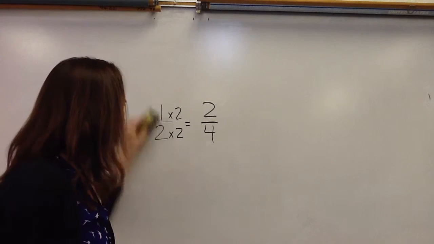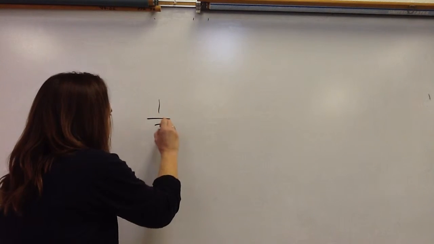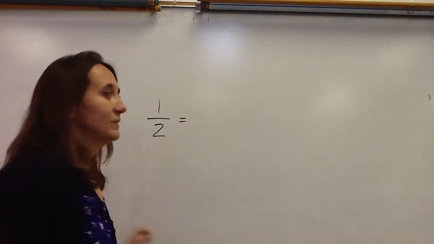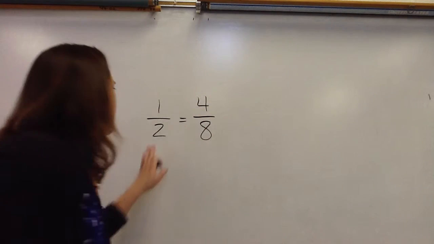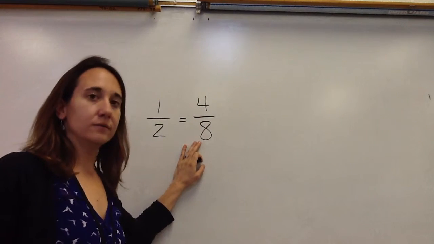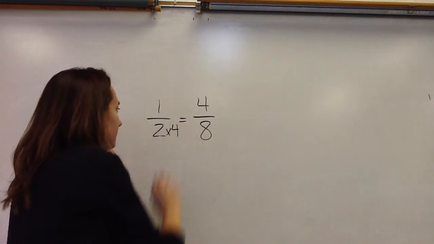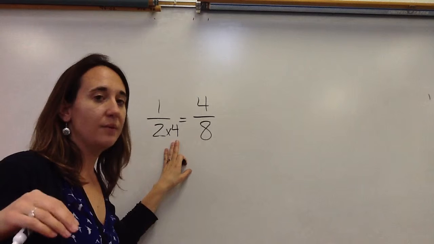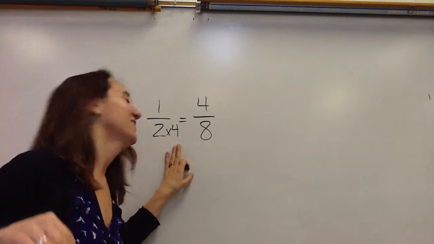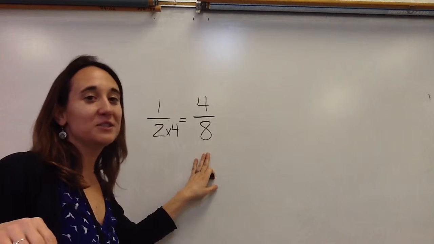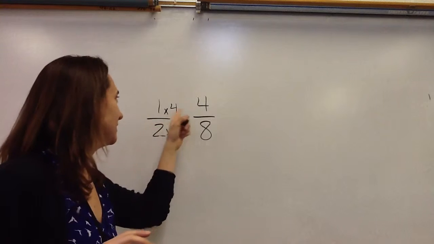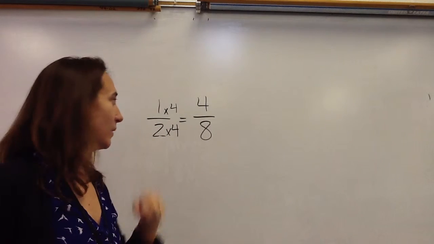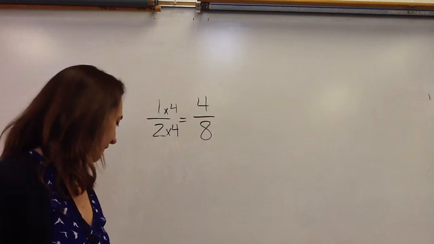Let's take a look at another one. 1/2, we also said, was equal to 4/8. So let's say, how many 2's would go into 8? Well, 2 times 4 equals 8. Whatever we do to the denominator, we also have to do to the numerator. So we're going to multiply that by 4 as well, and 1 times 4 is 4. So that's why they are equivalent fractions. Okay.